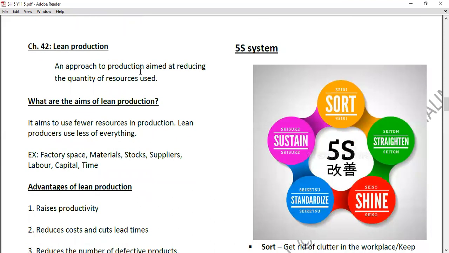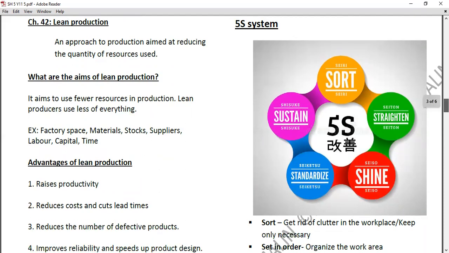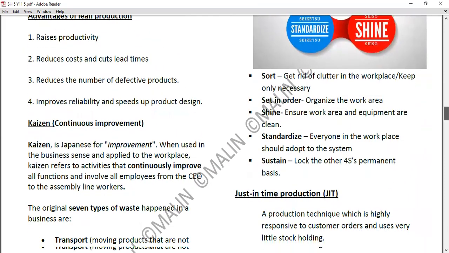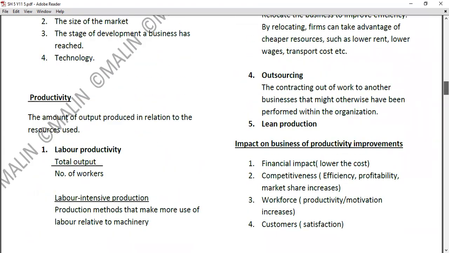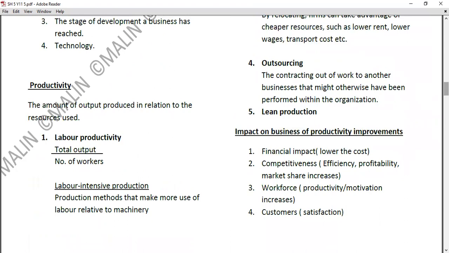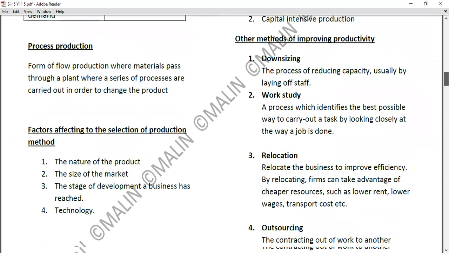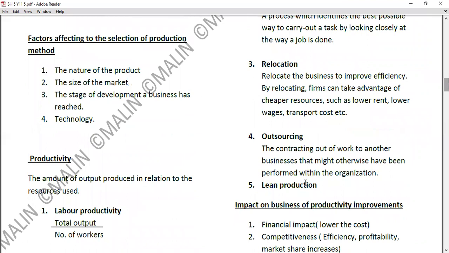Lean production is an approach to production aimed at reducing the quantity of resources used. There we talk about the 5S system, Kaizen, Kanban, and just in time. It's a very important lesson. So lean production is another technique you can use to improve your productivity, right? This is a method of productivity. So let's go and see our textbook material.